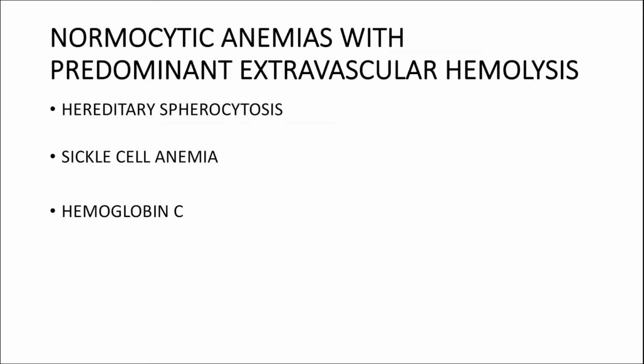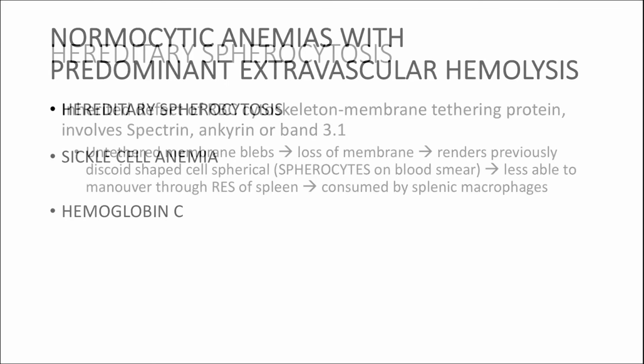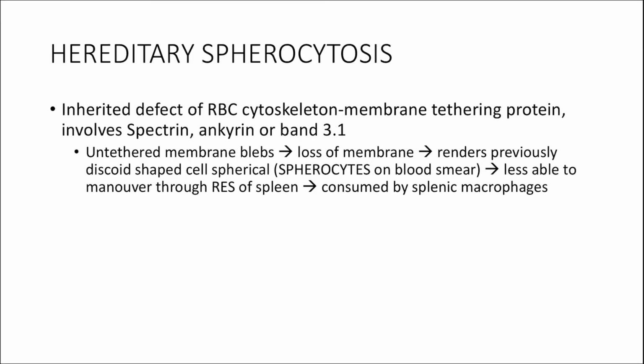So let's start off with normocytic anemia with predominant extravascular hemolysis. You have hereditary spherocytosis, sickle cell anemia, and hemoglobin C. And now onto hereditary spherocytosis. Usually the red blood cell has a discoid shape, and the discoid shape is provided to it by its cytoskeleton. Now the cytoskeleton is bound to the membrane by anchoring proteins called ankyrin, spectrin, or band 3.1.